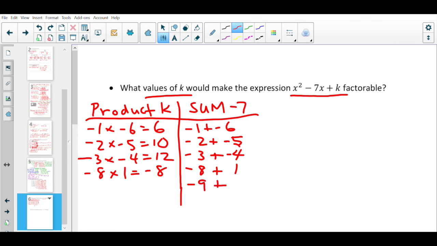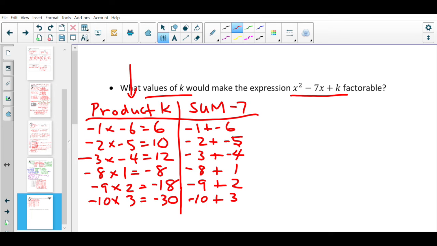Negative 9 plus 2, that is negative 7. Negative 9 times 2 is negative 18. And you can see that we can just go on forever and ever. Negative 10 plus 3, negative 10 times 3 equals negative 30. Okay? Now that we have this, we look at all the products that result in a k value. So here are all the k values, right? These are all your k values that we just looked at.